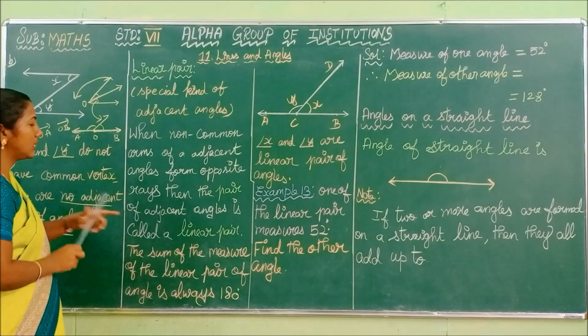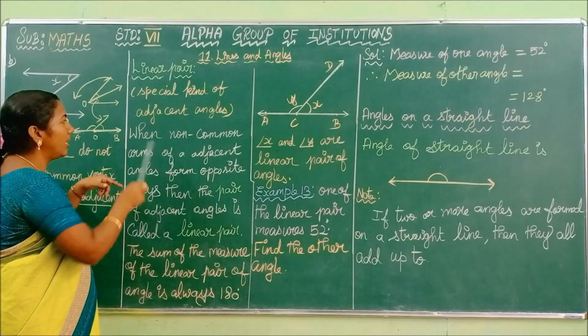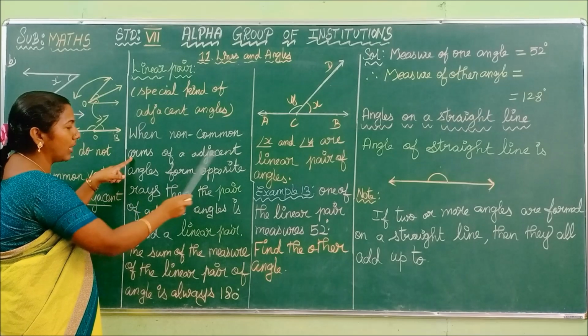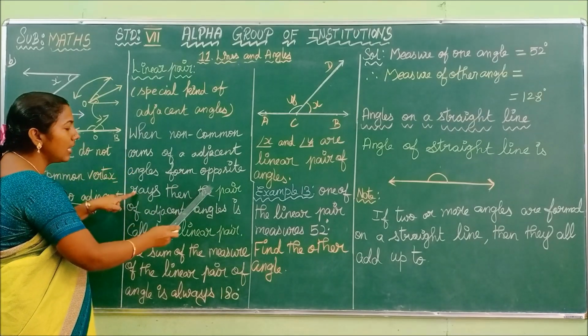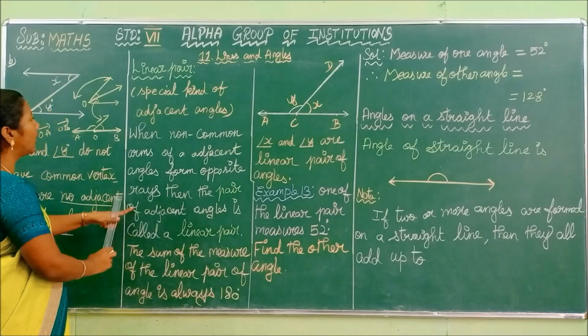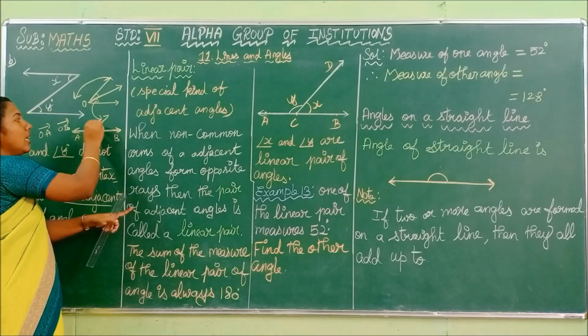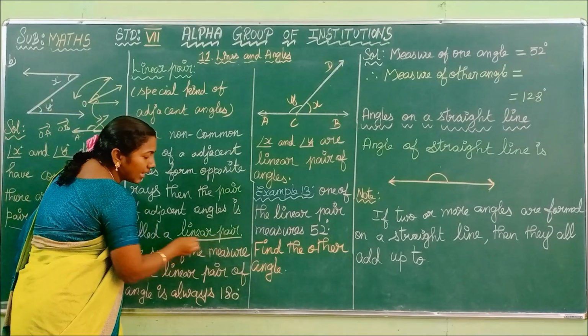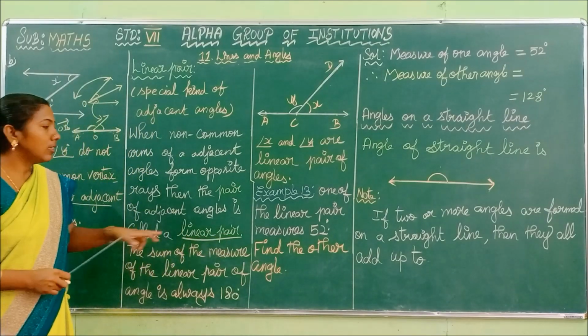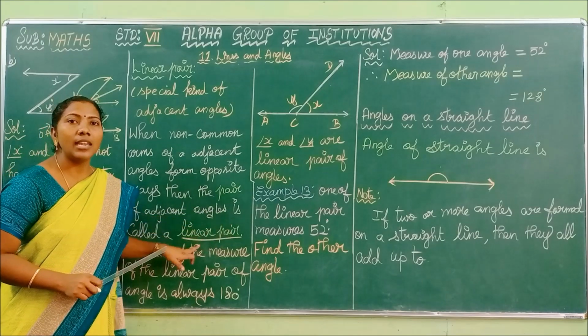Okay. So, see here, once again I am reading. When non-common arms of adjacent angles form opposite rays, then the pair of adjacent angles, what are the pair of adjacent angles? These are the pair of adjacent angles. It is called a linear pair. Do you understand, children? Then the two angles are said to be a linear pair.